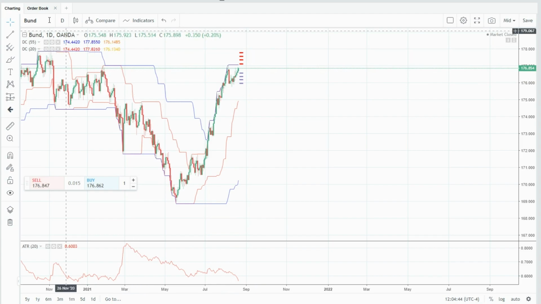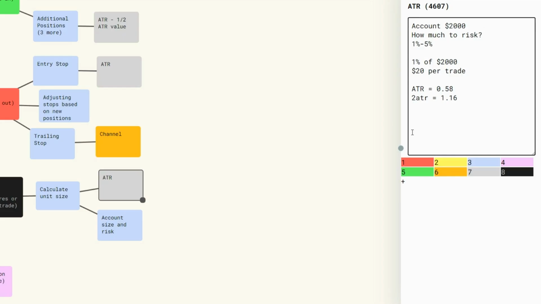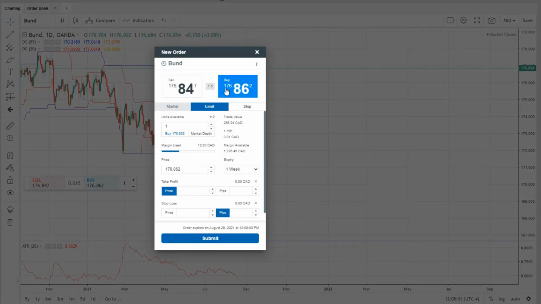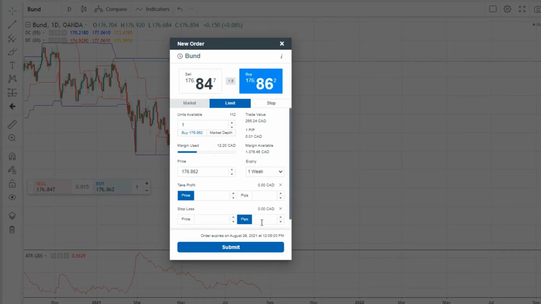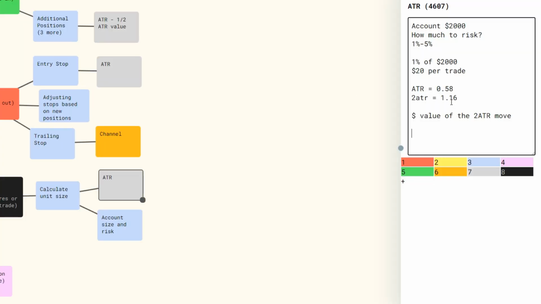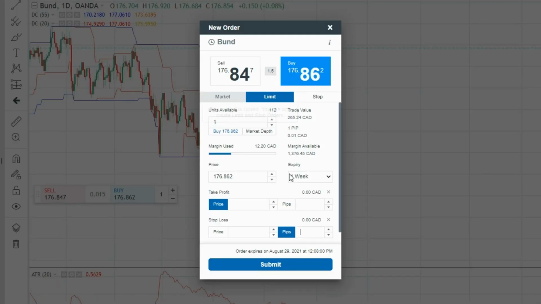Now the question is, we need to turn that into money, into actual dollars. So what's the dollar value of the 2 ATR move? To find the dollar value of the ATR move in my particular case, I'm going to go into the system itself, and I'm just going to click buy. That's going to bring up a window. And I am going to put the initial stop. So let's just say I put in, what do we calculate it as?